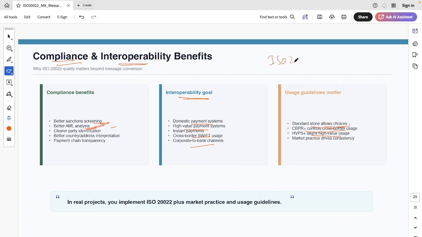ISO 20022, for example, implementation in India may not be identical with ISO 20022 implementation in the UK because of these usage guidelines. So in real projects, you implement a standard plus usage guidelines plus local business rules. That is why a BA must read the message specifications, market practice, network validation rules, and the system mapping documents together.